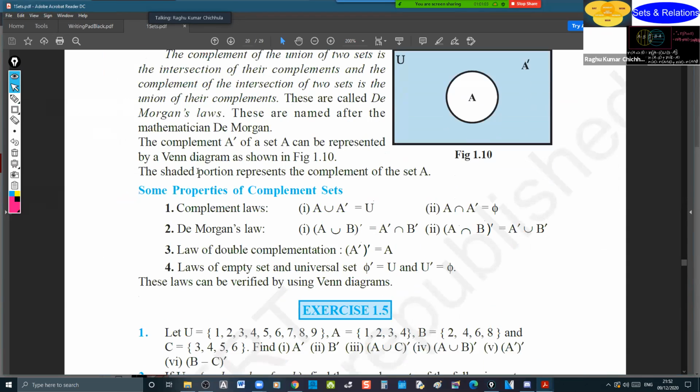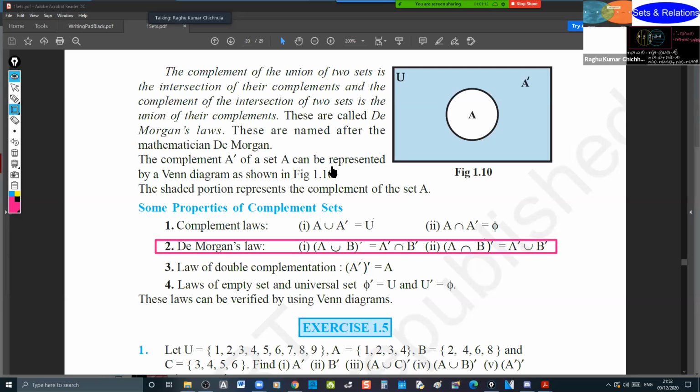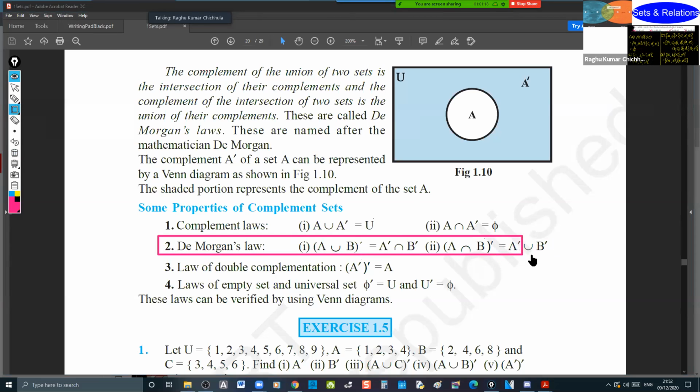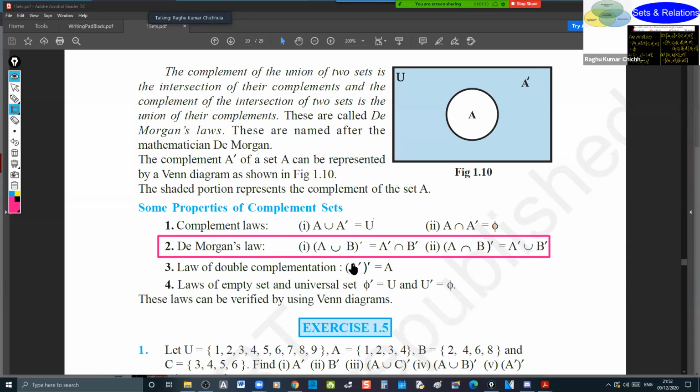That's about the complement and properties of complement sets. I said these two are De Morgan's laws. A union B whole complement is equal to A complement intersection B complement. A intersection B whole complement is equal to A complement union B complement. And obviously, law of double complementation, A complement whole complement is A. Complement laws: A union A complement is nothing but U, the universal set. A intersection A complement, nothing is common to both.